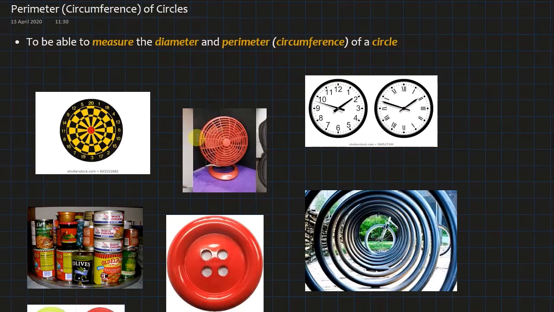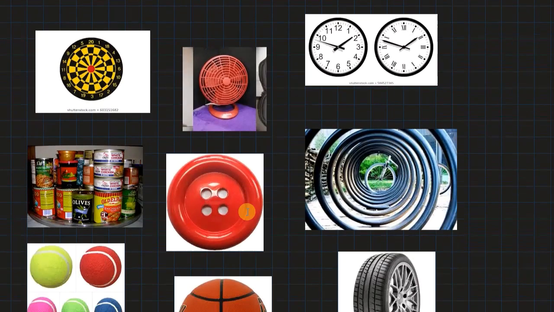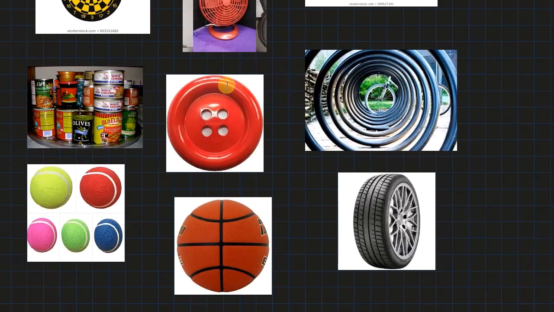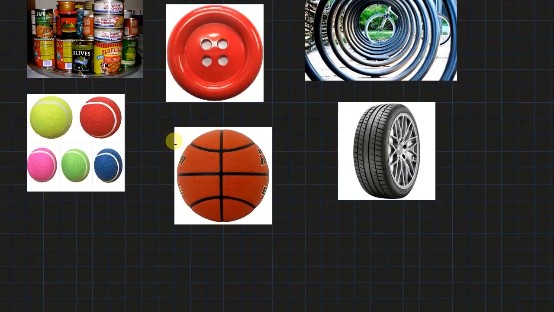So what people did was they started off by measuring diameters, going right across the circle, through the middle and out the other side. So that's one of the measurements I'd like you to take. The other one is to actually measure the distance around the outside of the circle.